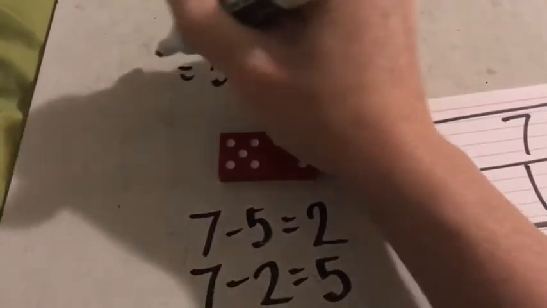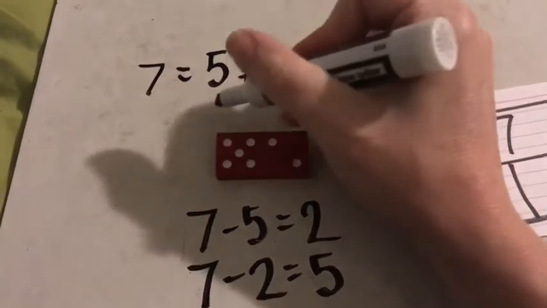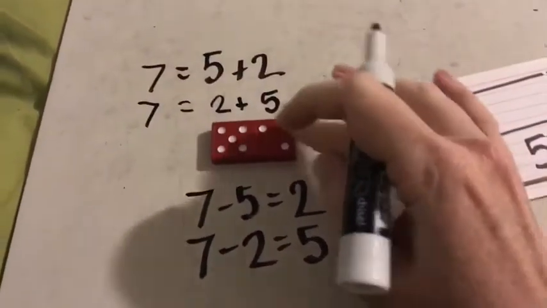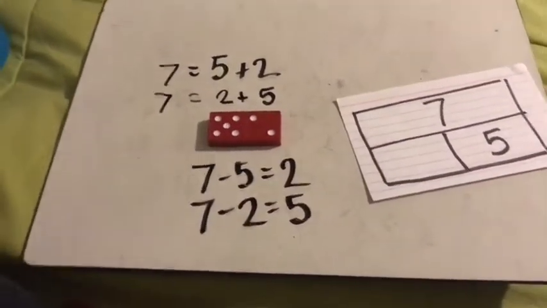And I'm just going to write it on this side because I told you guys it could be on either side. Or 2 and 5 is 7. This domino could be represented by any of these number sentences.